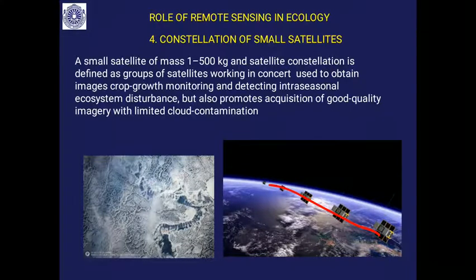Good quality images can be taken by this constellation of small satellites. This is how exactly you will find the amount of ice in a glacier and how much of it has melted, and all this information one can avail using this constellation of small satellites.